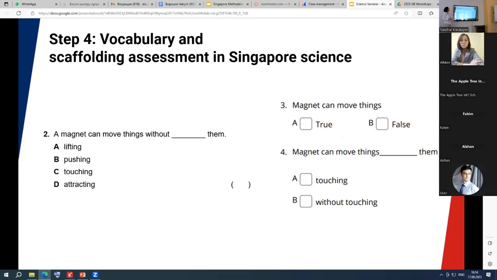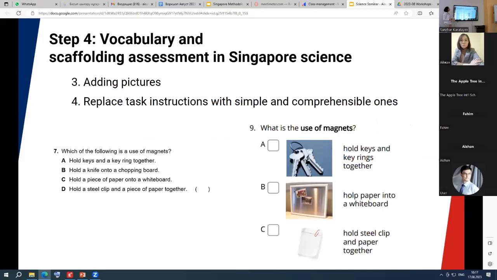A magnet can move things without touching them. So the first part, true or false: a magnet can move things, touching them or without touching them. Here they just say "without," and here we have only limited options. Next, adding pictures. Again, "What is the use of magnets?" So you have the pictures, hold keys and key rings together, and they choose the right answer.